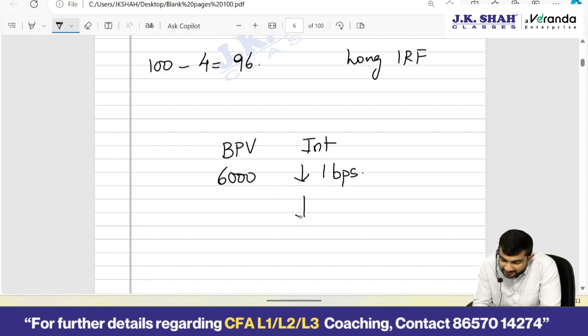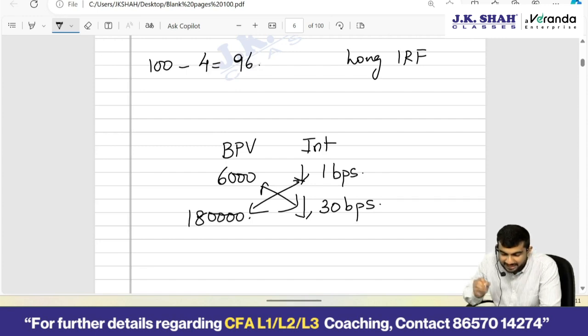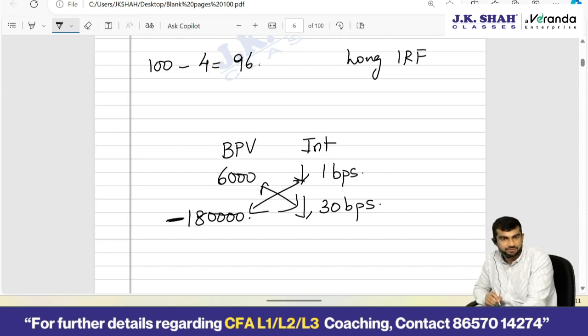So what if rates go down by 30 basis points? I will have a gain of 1,80,000. We had done one such question also. So in case you are tested in MCQs, you should be in a position to answer this. But if the interest rate goes up by 30 basis points, you will face a loss of 1,80,000.